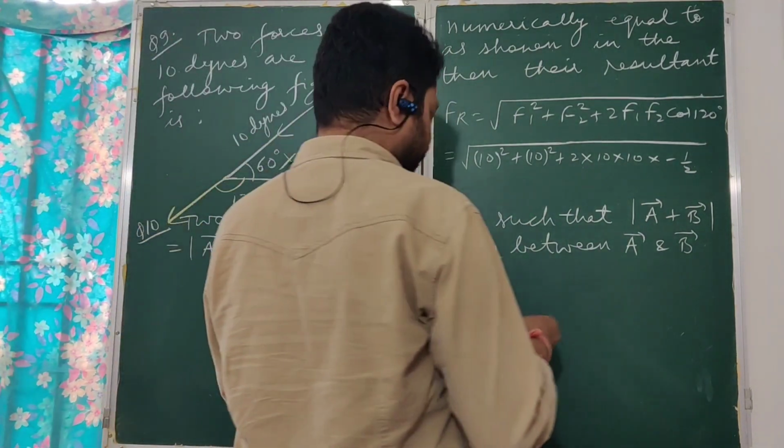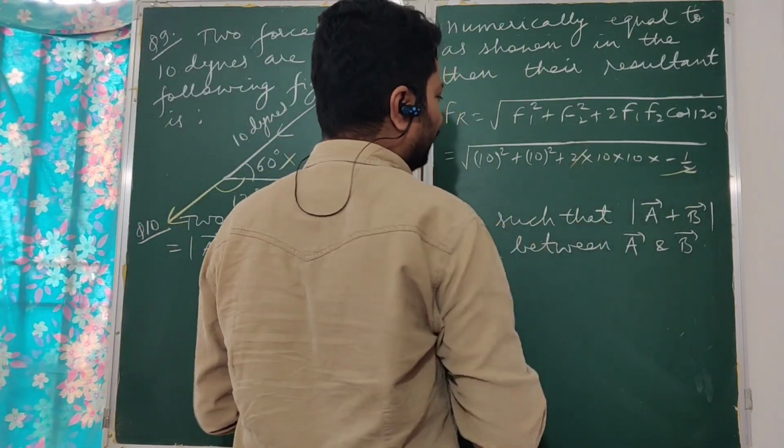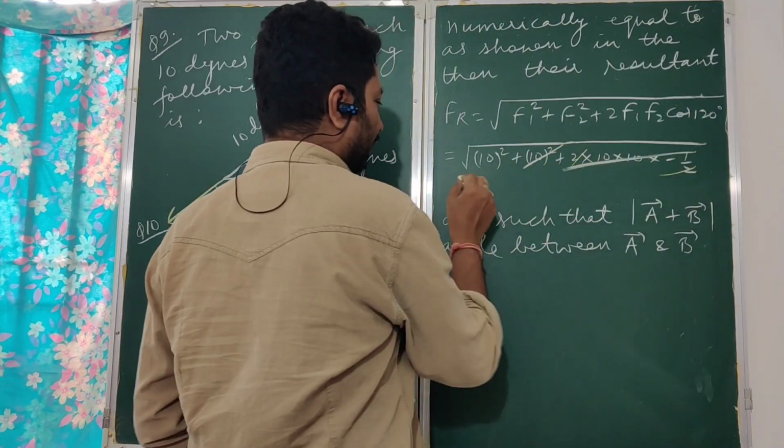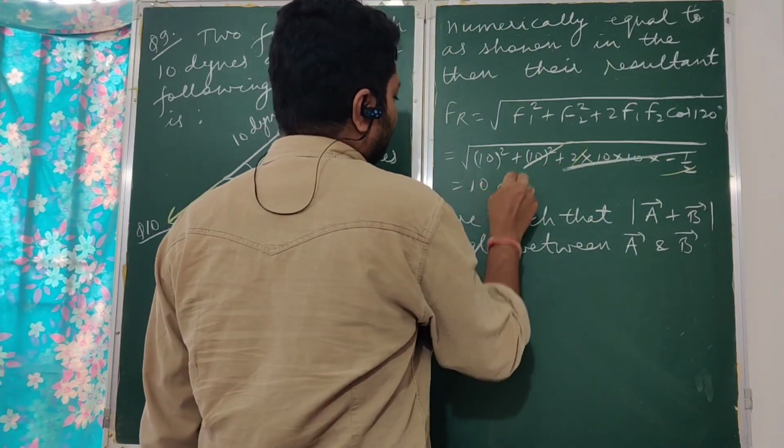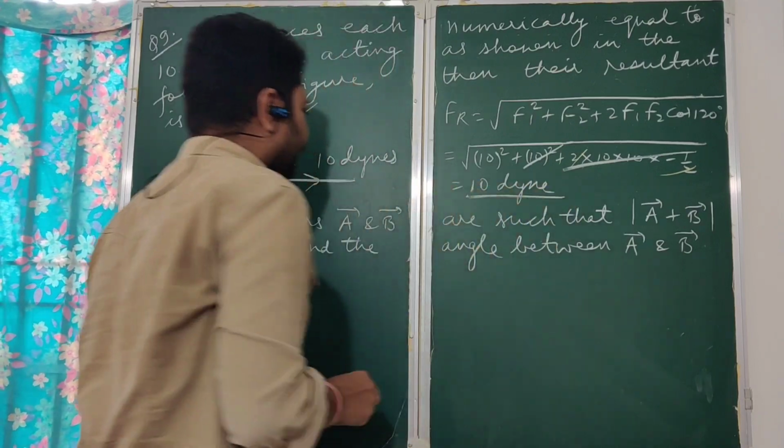So now 2 and 2 get cancelled, this whole thing will get cancelled and you will get 10. So the answer for this question is 10 dynes.